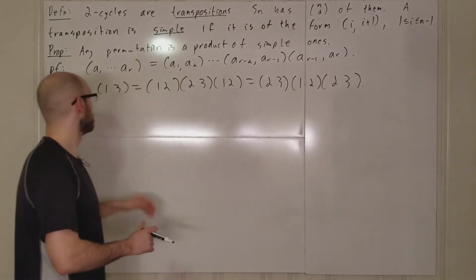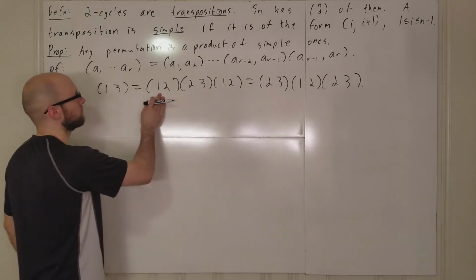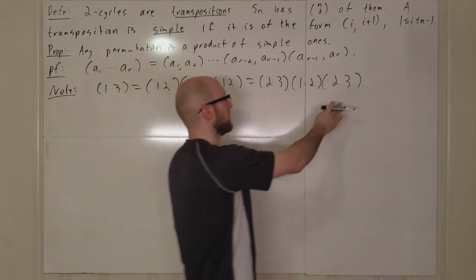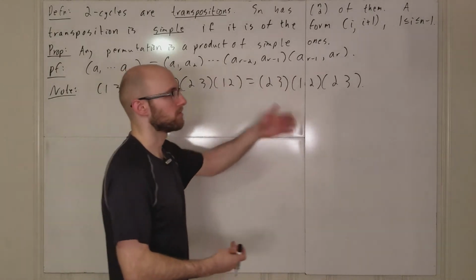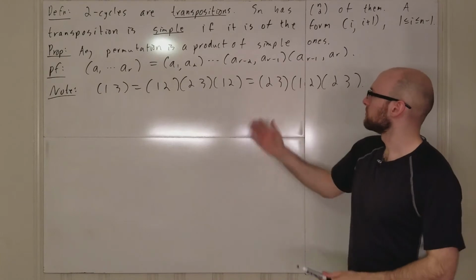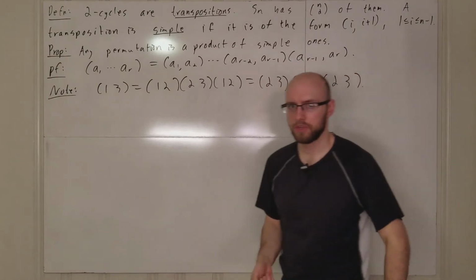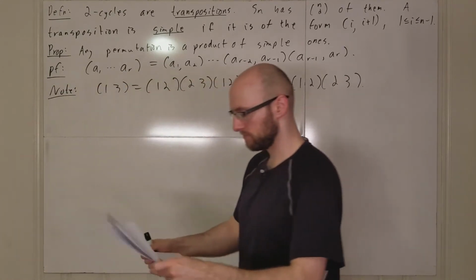Where do they send 2? This fixes 2. Here we have 2 goes to 1, and then 1 goes to 2, so it fixes 2. Here 2 goes to 3, and then 3 goes to 2, and so it fixes 2. So these are all the same, but these are different ways of writing it. So we don't have any uniqueness.